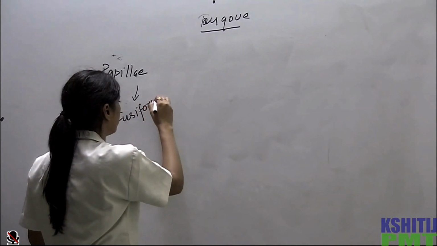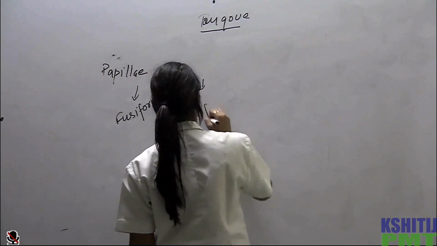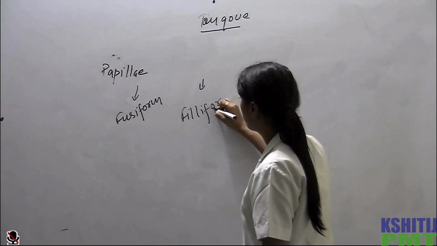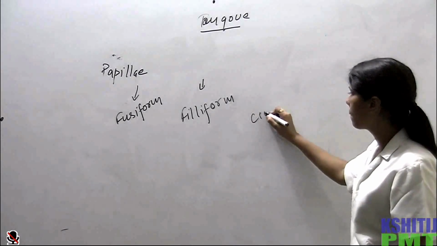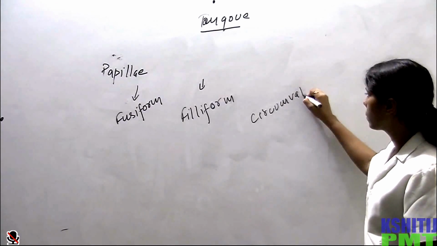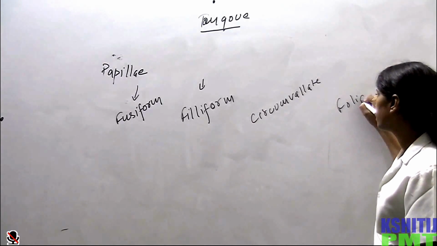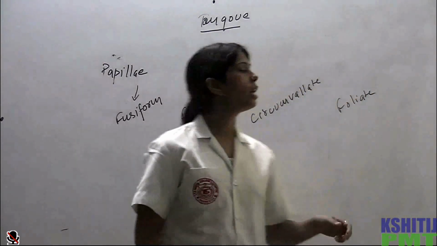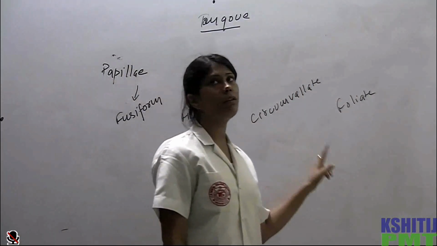Fusiform, filiform, circumferent, and the last one is foliate. Okay, so we have four types of papillae, that is fusiform, filiform, circumferent, and foliate.